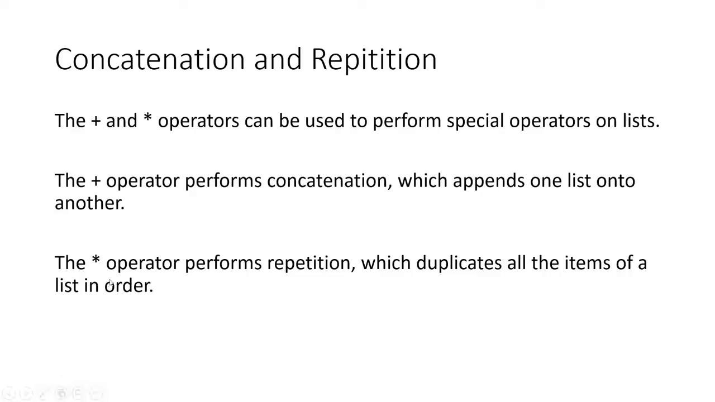The repetition operator performs repetition, which duplicates all the items of a list in order. What this means is that if you create the list 1, 2, 3, and then use the repetition operator to multiply that a certain number of times, say 2 times, then you'll actually receive the list 1, 2, 3, 1, 2, 3, because it takes each of the items in that list and then appends them in order to the list the set number of times. If you were to do 1, 2, 3 times 3, then you would get 1, 2, 3, 1, 2, 3, 1, 2, 3.